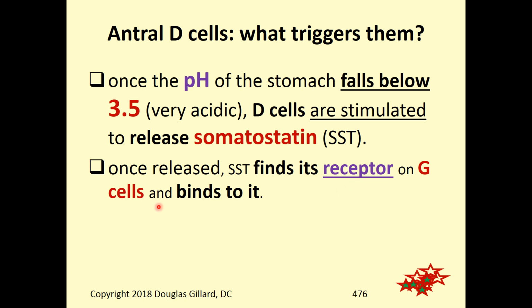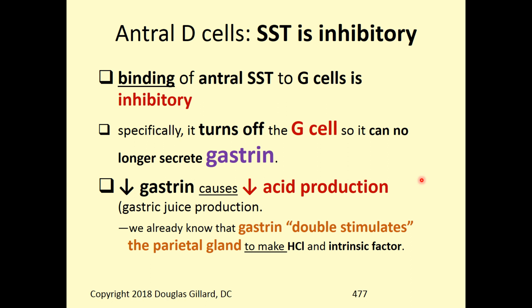And we know G cells secrete what? No, not histamine. What's G stand for? Gastrin. They secrete gastrin. So SST is inhibitory. Binding of antral SST to a G cell is inhibitory and turns off gastrin. If you turn off gastrin, what happens to the stomach juice? What happens to acid? What happens to pepsinogen? What happens to intrinsic factor, for that matter? Turned off, right? Turn off gastrin, because remember, gastrin was a powerful stimulator of acid. So we just majorly shut off acid.